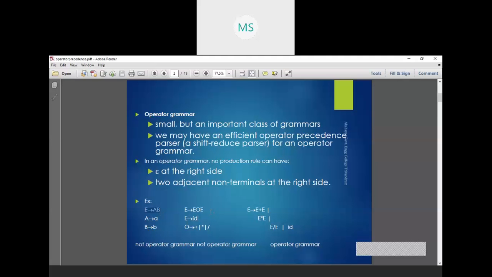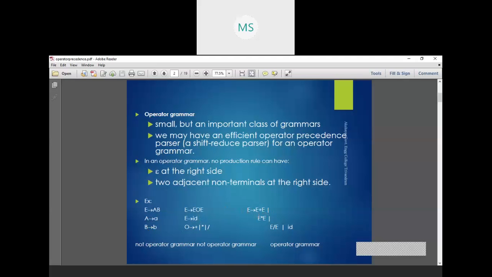Okay, let's take the next example. E derives E O E. There are three adjacent non-terminals, but there is no operator. And E derives ID. There is no operator, but now I have only operators and no operands. This is also not an operator grammar. Okay, let's move on to the next one.